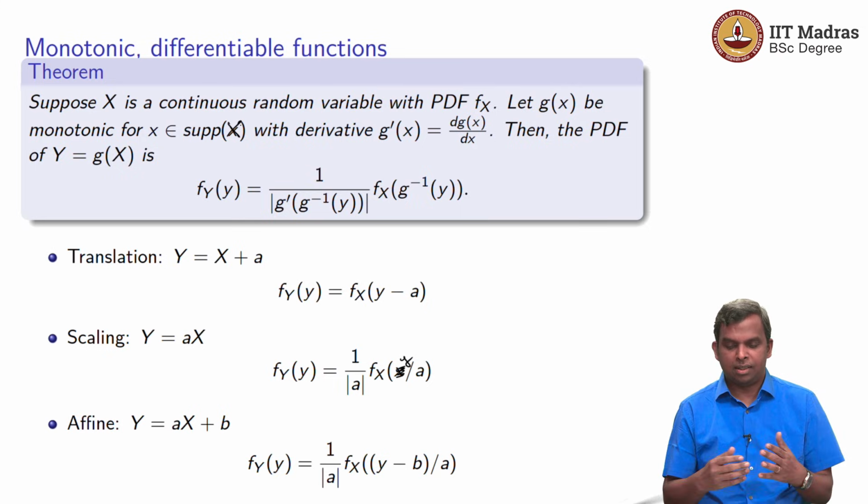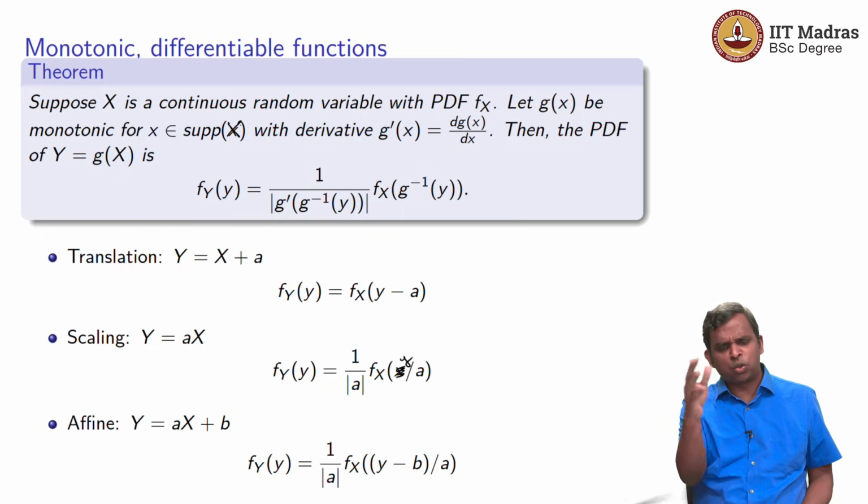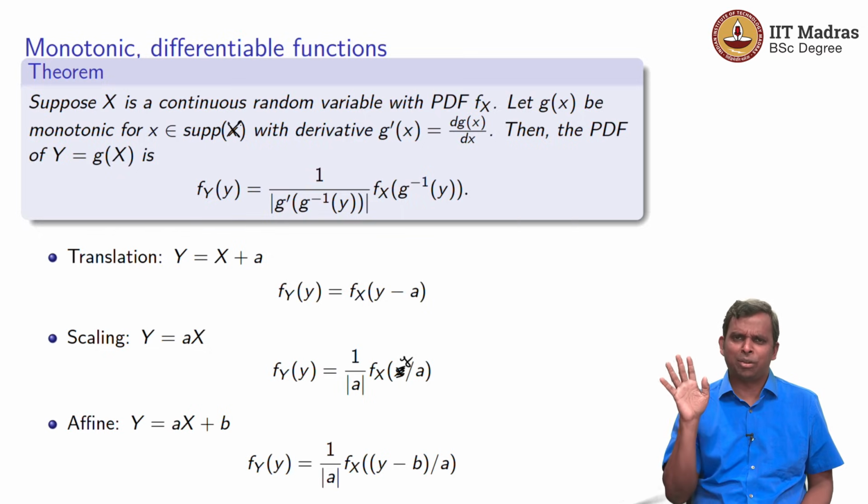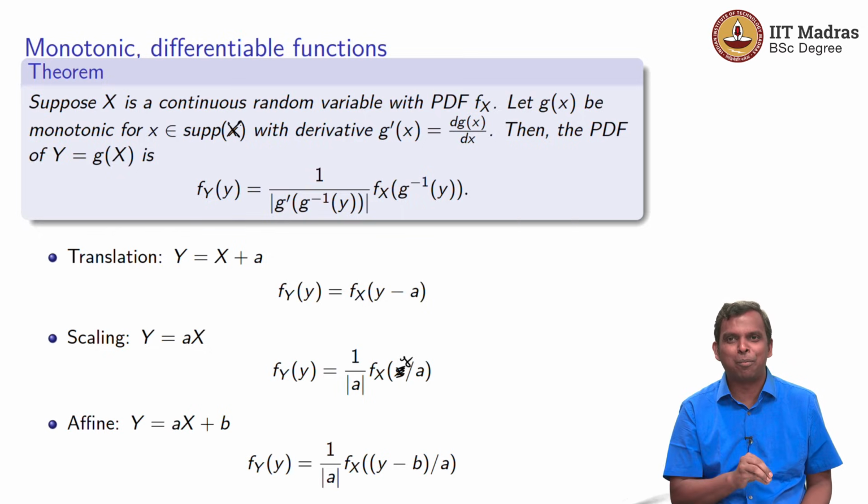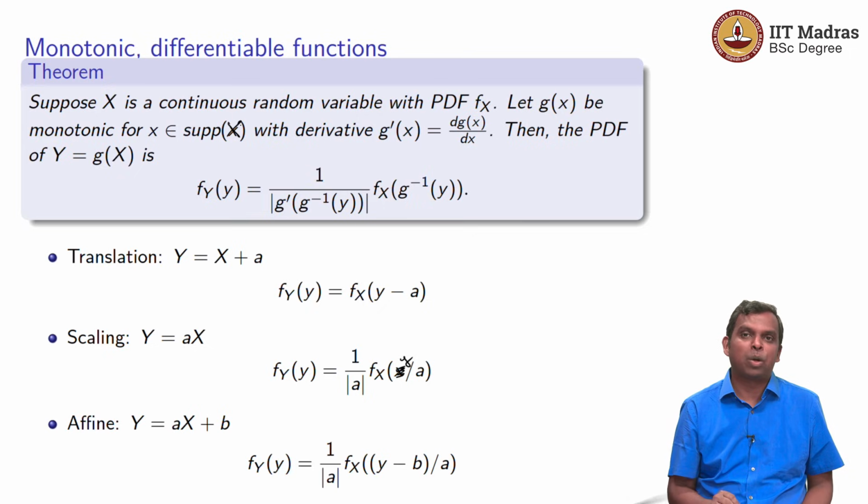Okay, so this is a simple example. There are of course many other monotonic differentiable functions. Affine is just one example, but it's a very popular and important example for you to know. So we've kept it there.